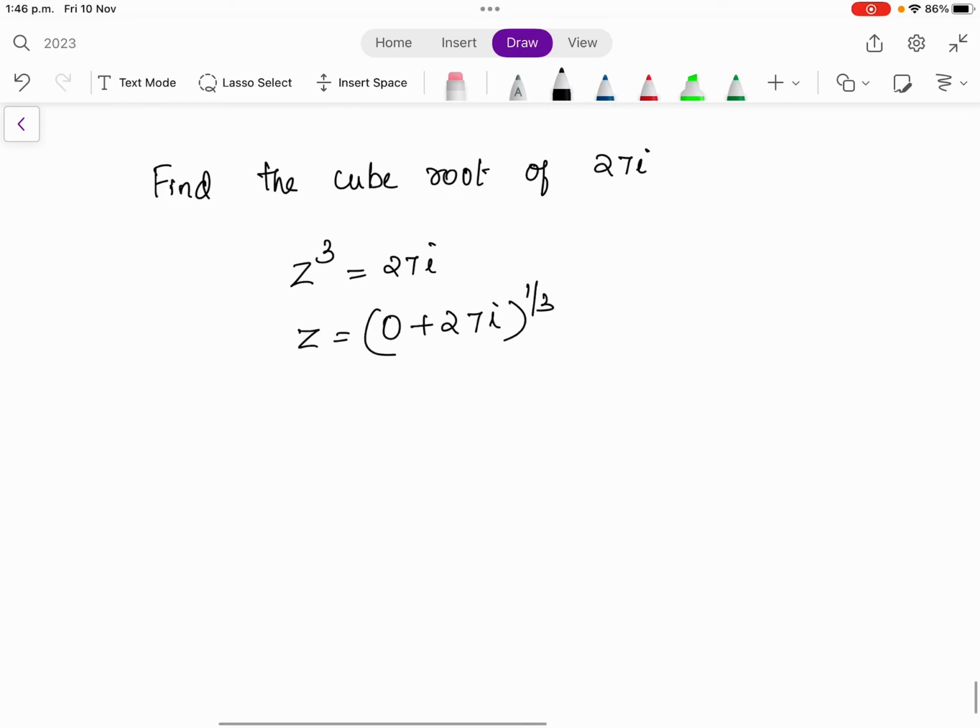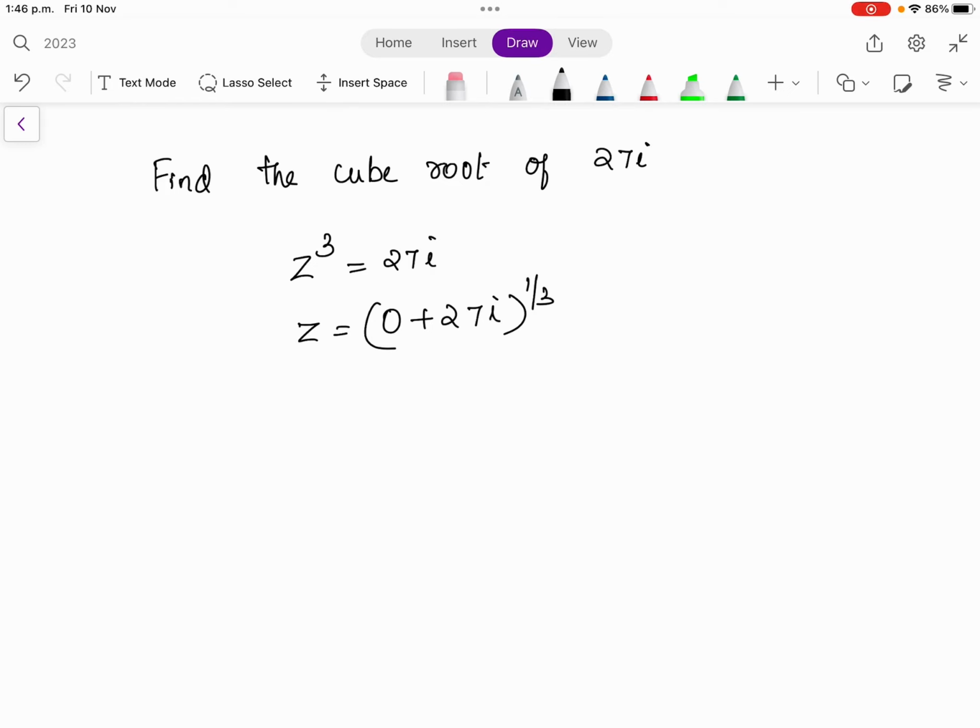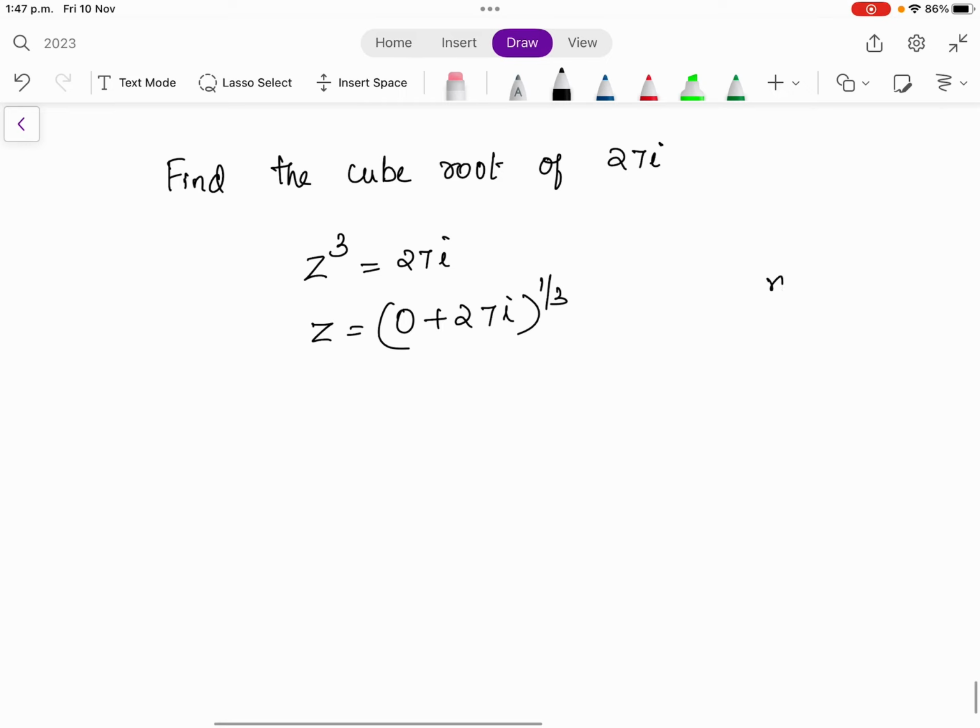As I said earlier in the previous video, the steps to be followed are: first you need to write it in the polar form, then you need to write it in the general form, and then you apply n is equal to 0, n is equal to 1, n is equal to 2, etc. Because it is a cube, you have to apply n is equal to 0, n is equal to 1 and n is equal to 2.